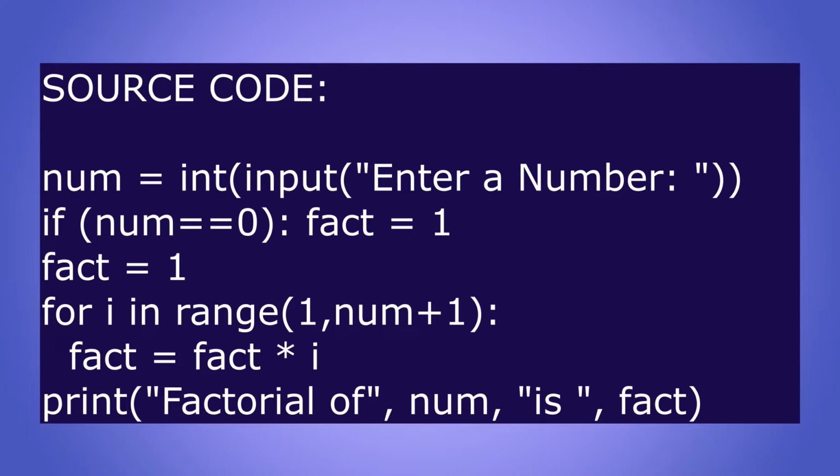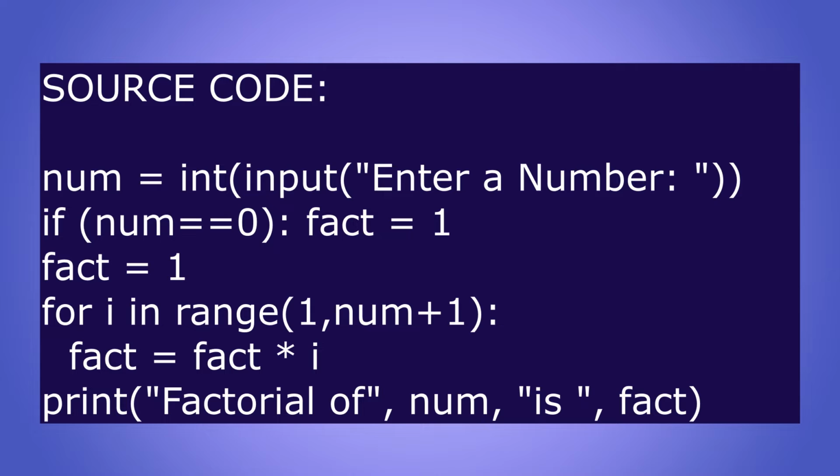num = int(input("Enter a number")). If num == 0, fact = 1. Else, fact = 1, for i in range(1, num + 1): fact = fact * i. Now the final output will be print("Factorial of", num, "is", fact).